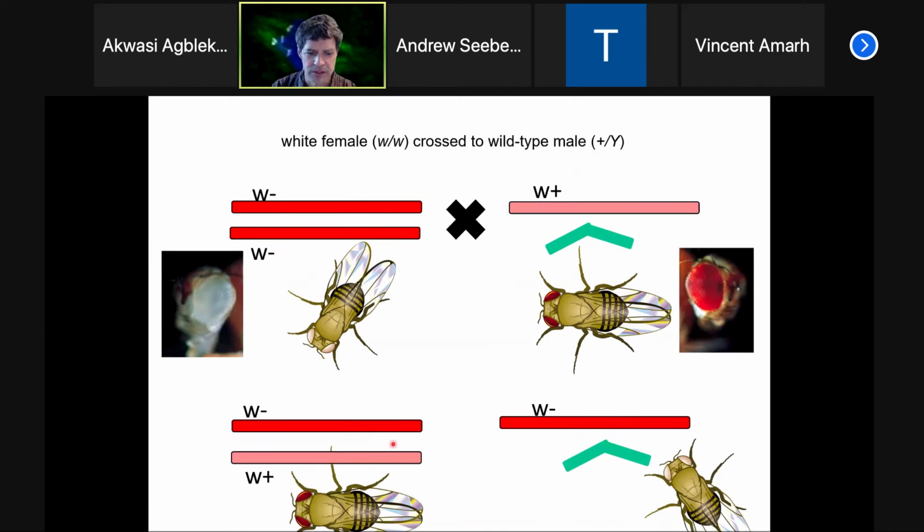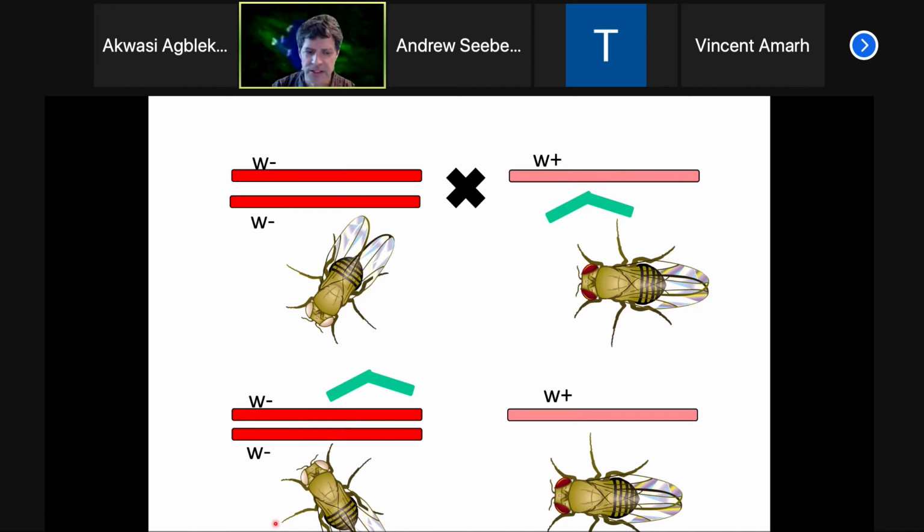On the top, if meiosis is going well, you get red-eyed females. If meiosis is making mistakes, you get white-eyed females because they got the two X chromosomes from mom. And Bridges discovered this like 100 years ago in flies. And so the idea that meiosis makes mistakes is something that's easily identifiable by genetic crosses.